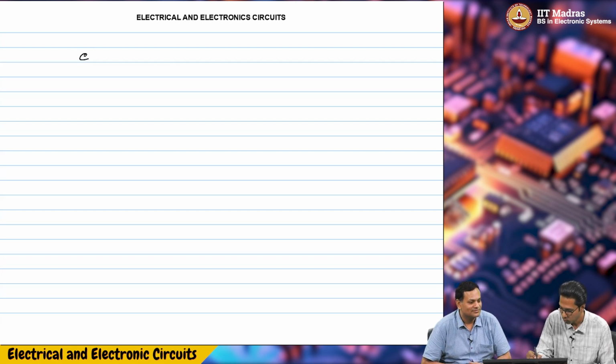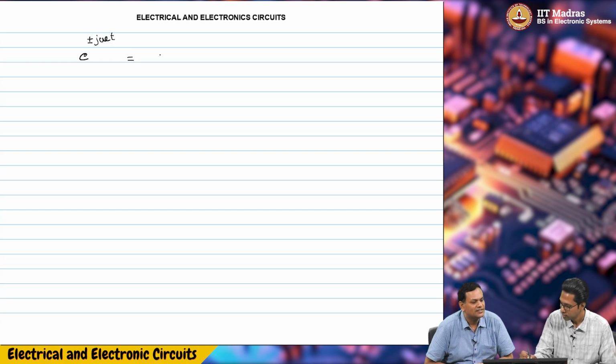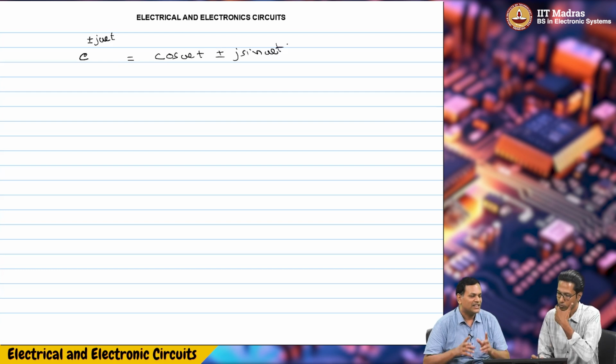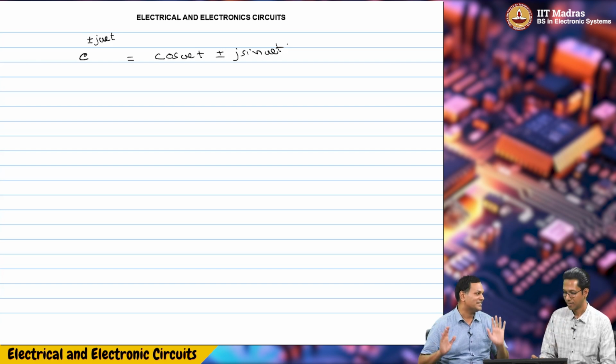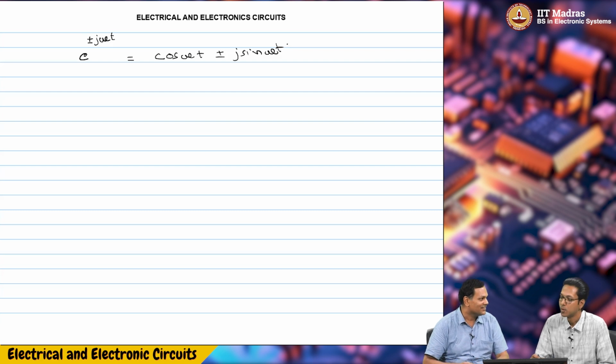So what is it saying? e power plus or minus j omega t is cos omega t plus or minus j sin omega t. In mathematics we learnt it as e power i theta is cos theta plus i sin theta. Mathematicians use i, but we use i for current, so we use j.